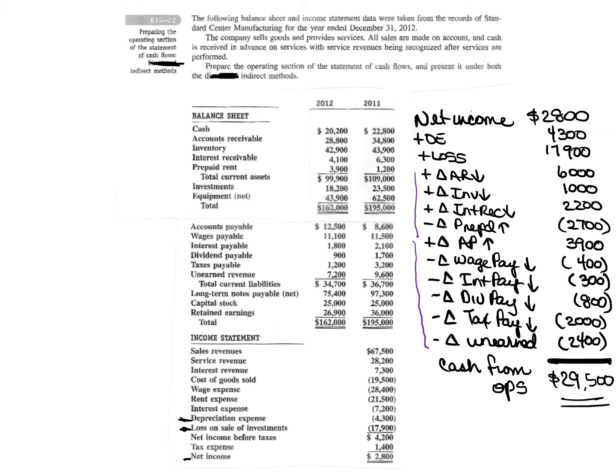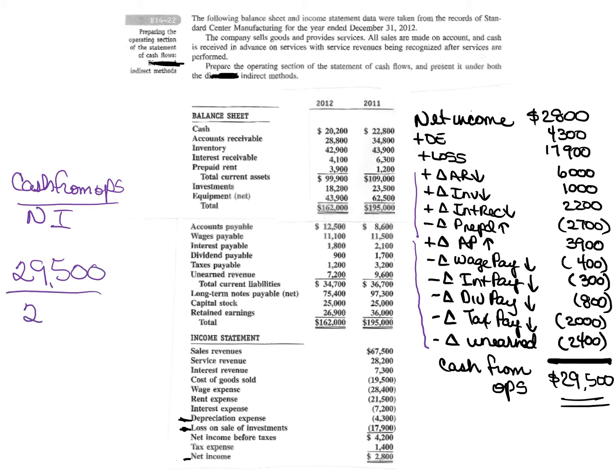So one of those ratios we did was cash from ops divided by net income. In this case, it's very favorable because $29,500 divided by $2,800 exceeds 10. So as far as is this company able to generate cash, even though its net income is low? It is, and that's a good sign.